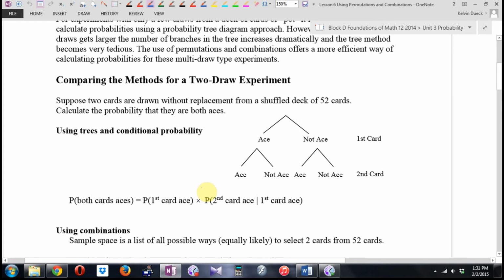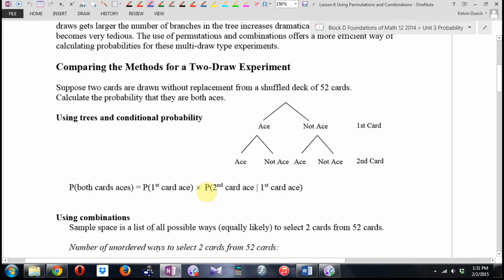Comparing the methods. So suppose 2 cards are drawn. Can you all underline without replacement? That's important. It means the odds are going to change on the second branch. Calculate the probability that they're both aces. So we have 2 events, card 1, card 2. We have ace, not ace. Let's fill in the weighted branches.